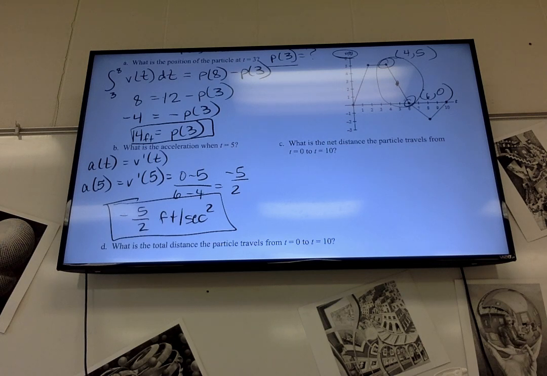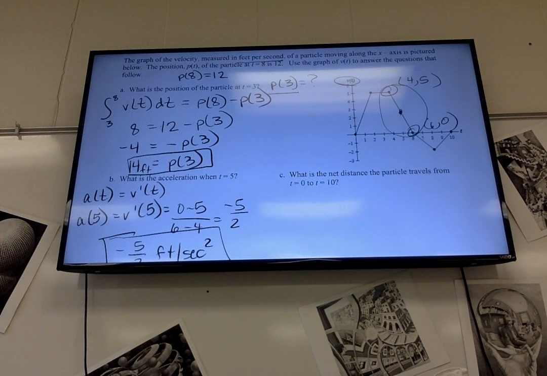Okay, C. What is the net distance the particle travels from t equals 0 to t equals 10? So we do include negatives and whatnot. From 0 to 10, that's the whole thing, so we would just subtract the little bitty triangle. We did half the trapezoid and half the triangle, so we can just multiply by 2. Yes, we did. See, I drew it.